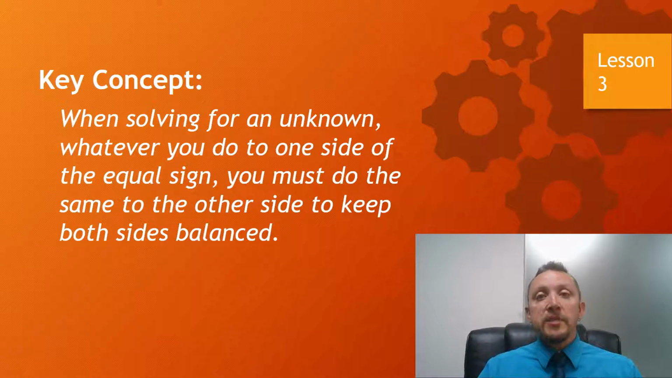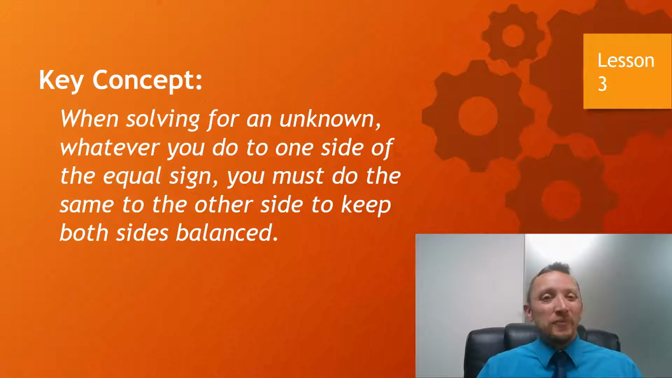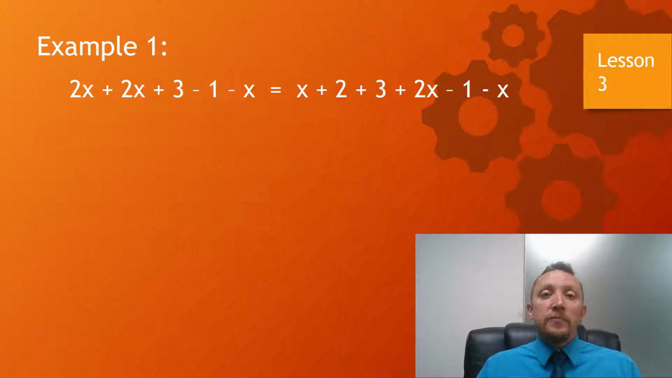So the key concept, again, is when solving for an unknown, whatever you do to one side of the equal sign, you must do to the other side to keep both sides balanced. If you want to write that in your notes, that would be a good thing, but it may not be as necessary, because sometimes seeing the words means one thing, but actually seeing an example worked out will make more sense. So let's look at our first example.